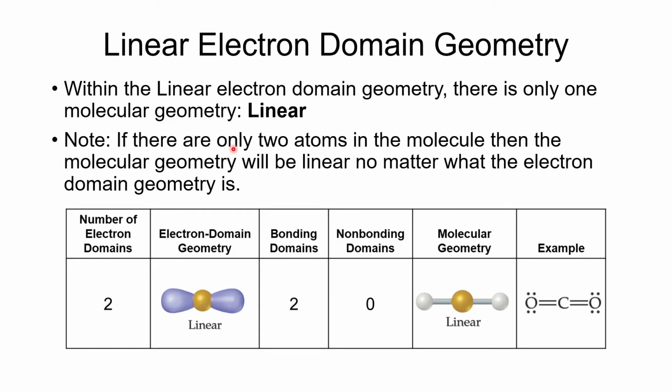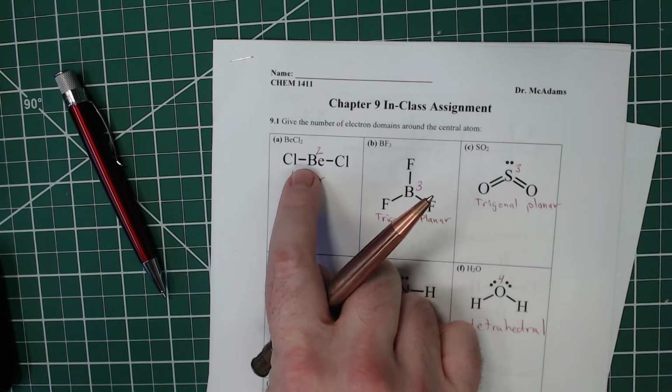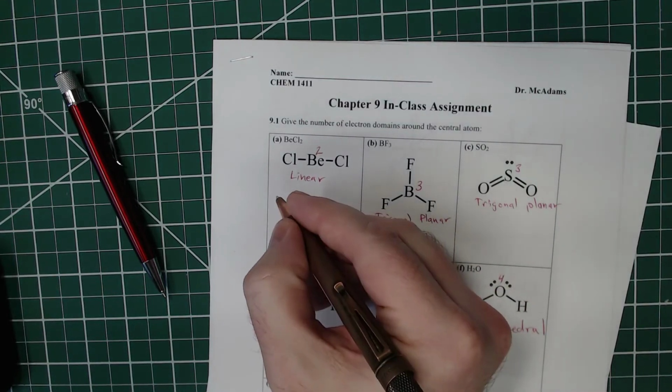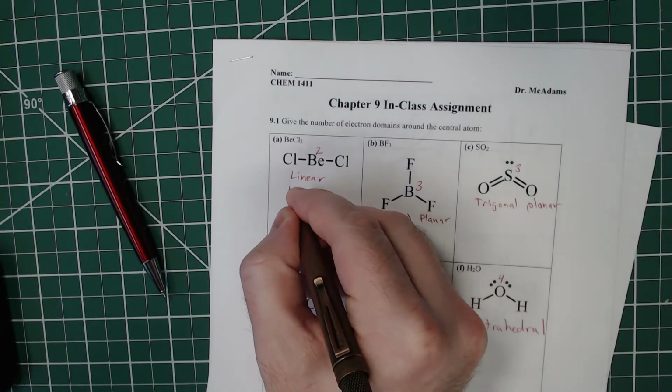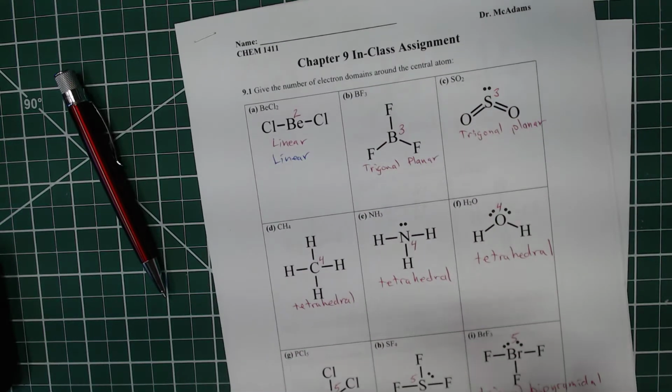So if you've got 2 electron domains and they are both bonding domains and there are no lone pairs, then the name of the molecular geometry is also linear. So I'm just going to go back over here, and just as an example, you'll see this one, there's two bonding domains. There's no lone pairs. So the name of the molecular geometry, which is the next question, is also linear.